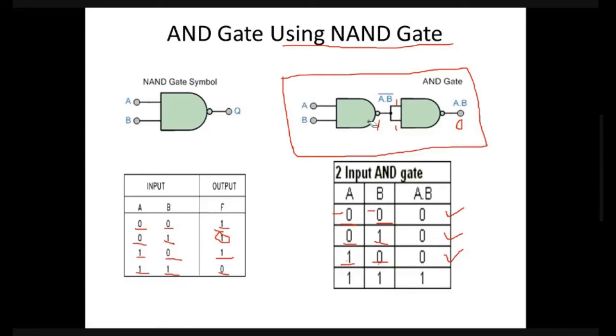What is the last condition? The last condition is both inputs are 1 1. If both inputs are 1 1, then we have to check what the output is. The first NAND gate has 1 input, 1 input. The 1 1 NAND gate output is 0.